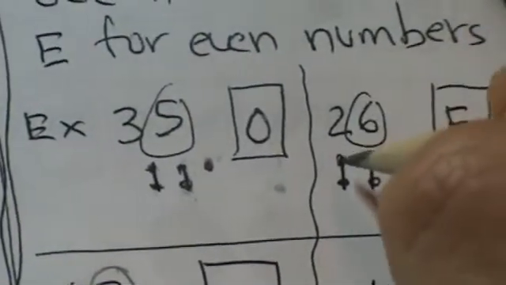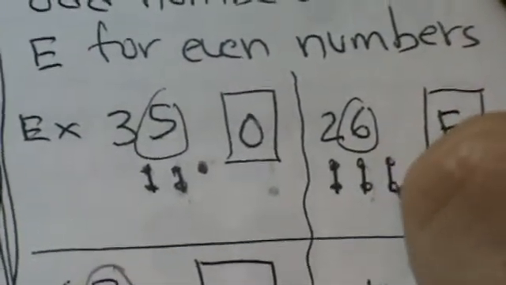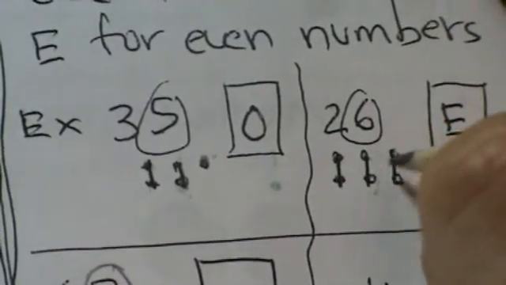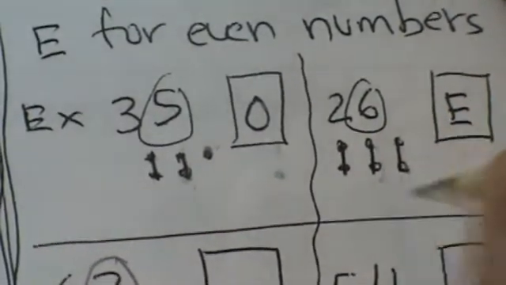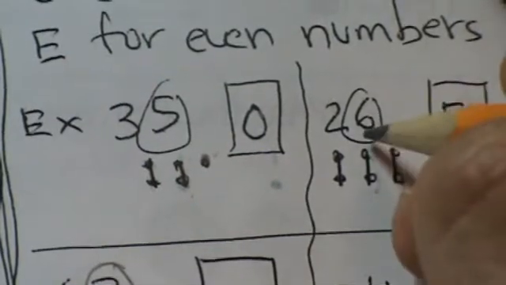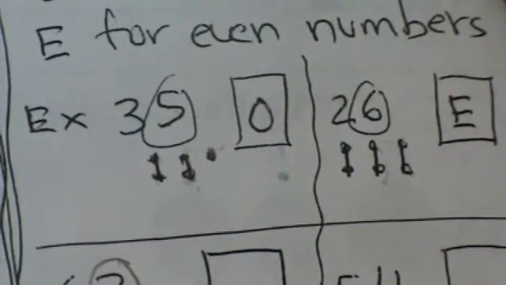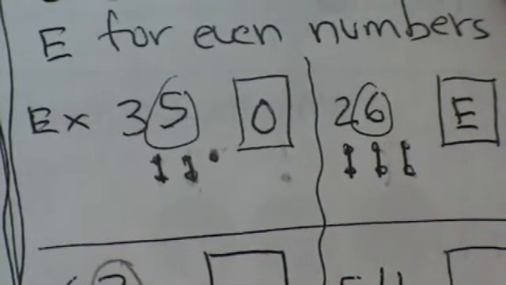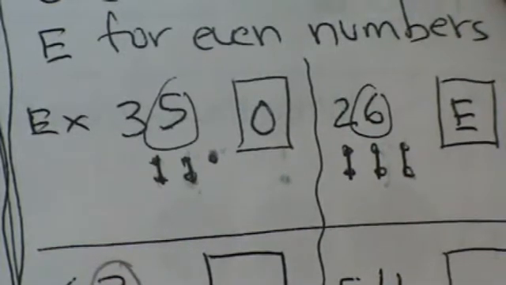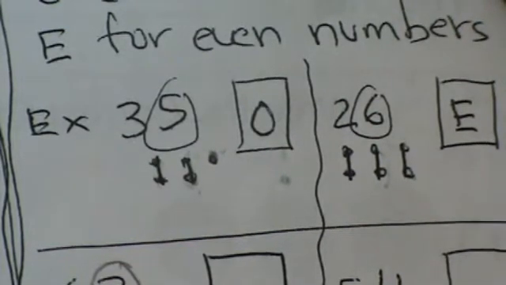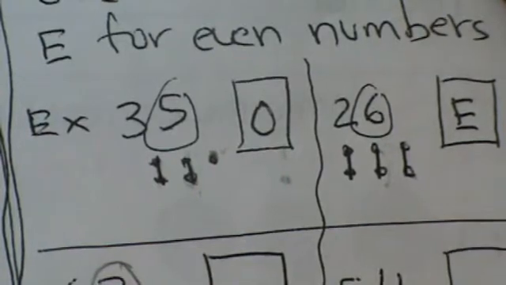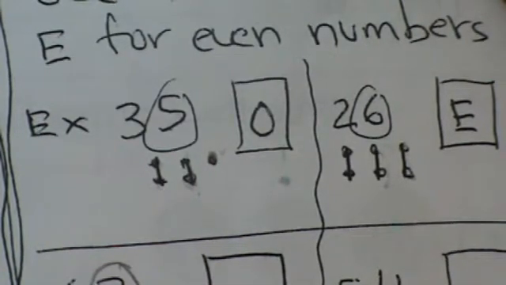This one, I have 26. I draw the 6 points. 1, 2, 3, 4, 5, 6. This one has pair, pair, pair. I don't want any left. No me sobra ninguna. So this is even. Cuando tengo 0, no me sobra ninguna, entonces también es even. Even son, o pares son, 2, 4, 6, 8, and 0. Los nones, los odd numbers are 1, 3, 5, 7, and 9.